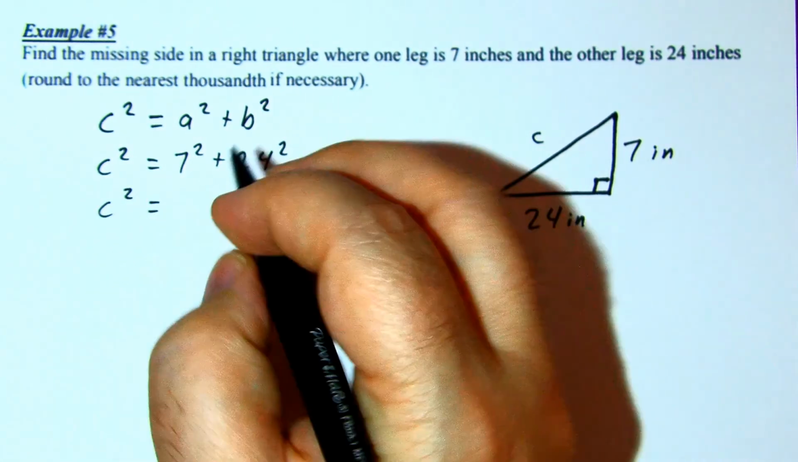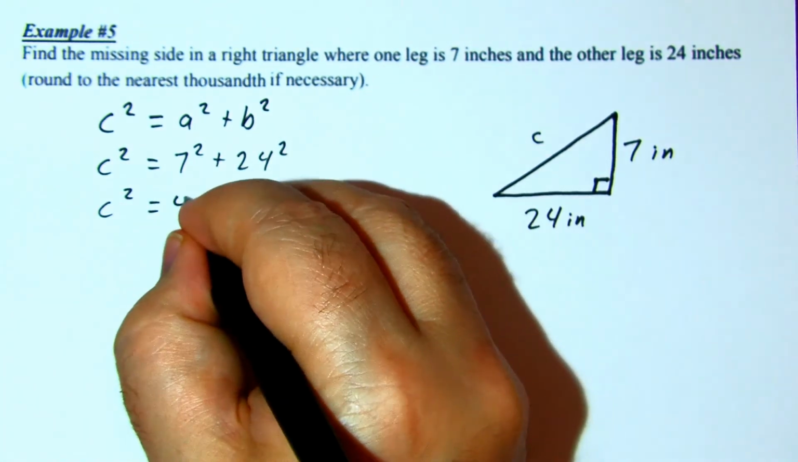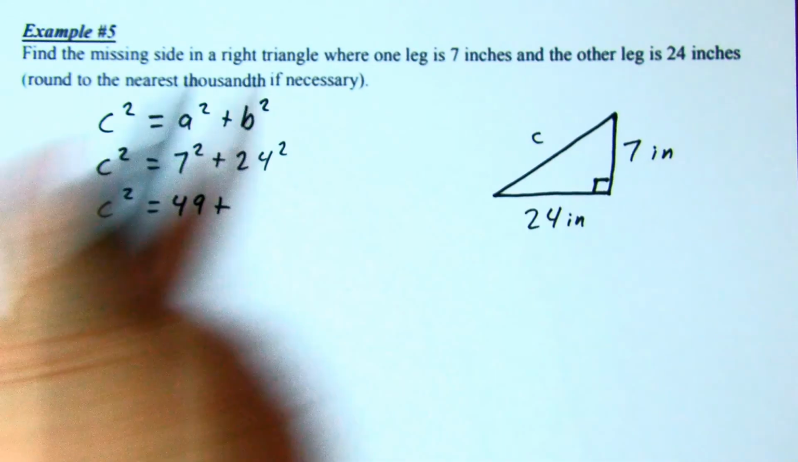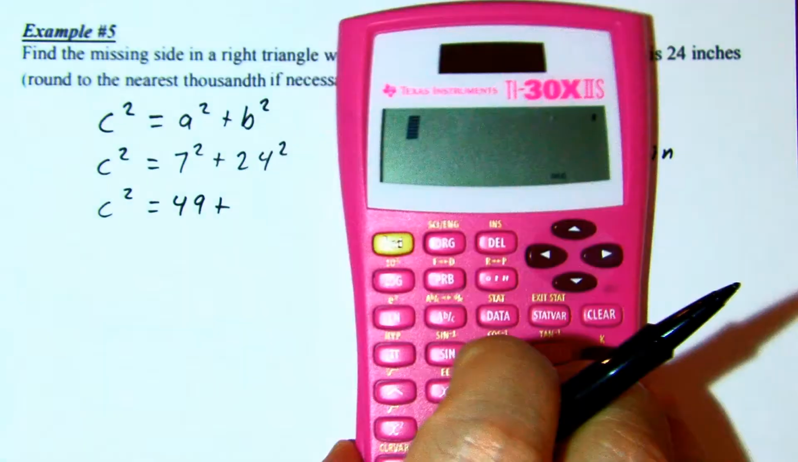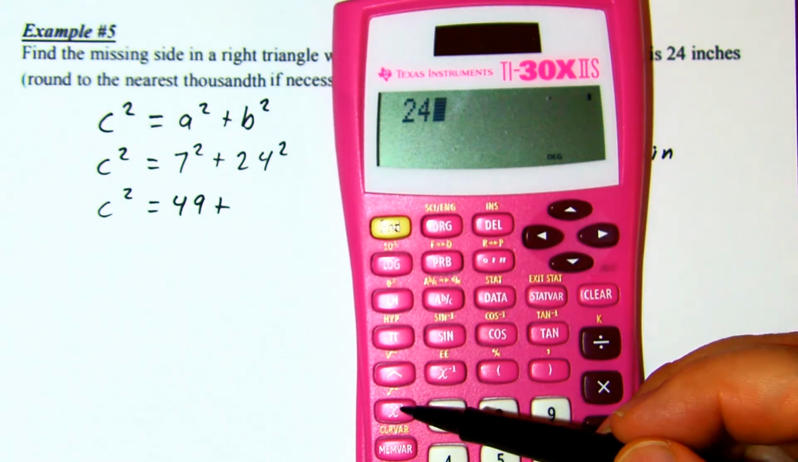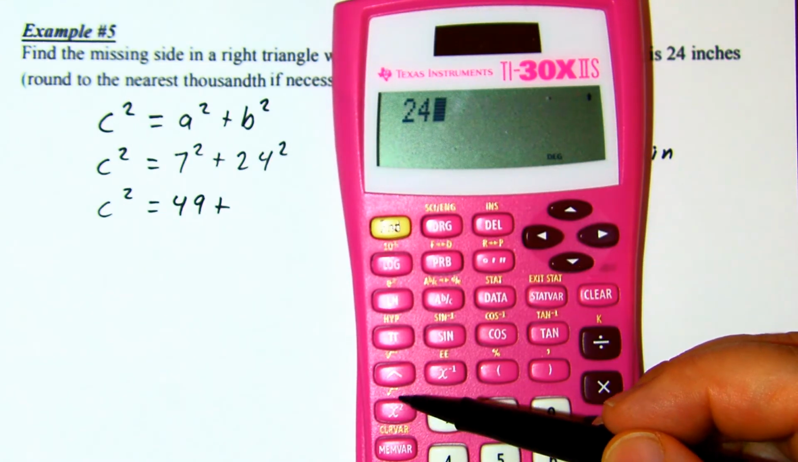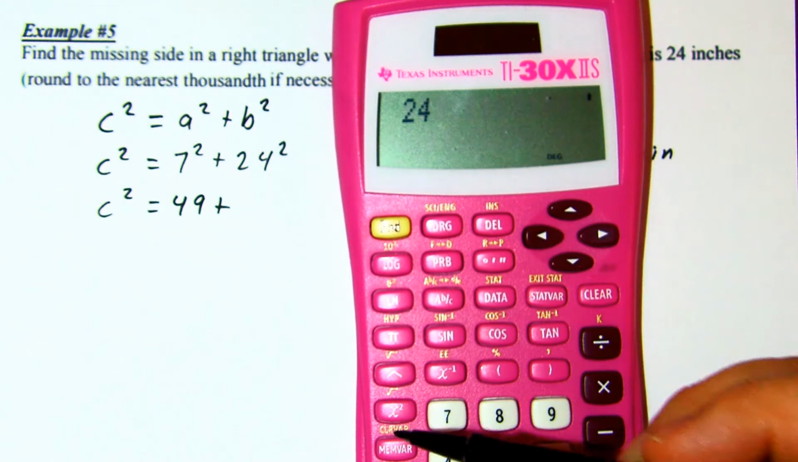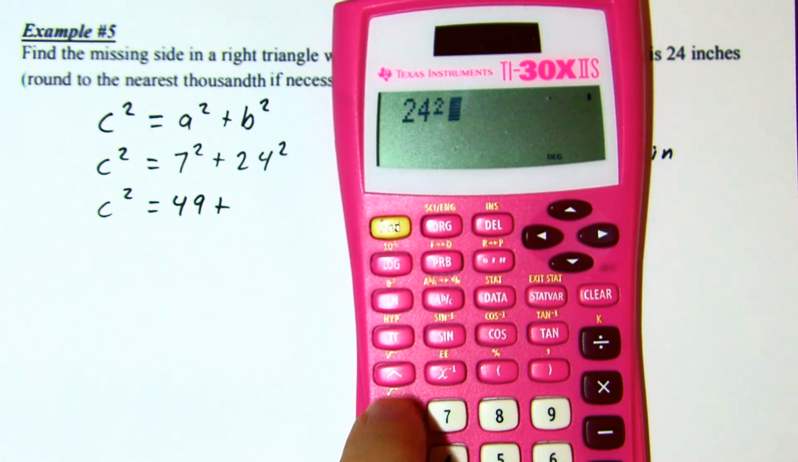Continuing on, 7 squared is 49 plus 24 squared. I type 24. Now remember, we don't want to confuse squaring a number with taking its square root. At this point, we want to square it, so I simply hit the x squared button. It shows me 24 squared is 576.